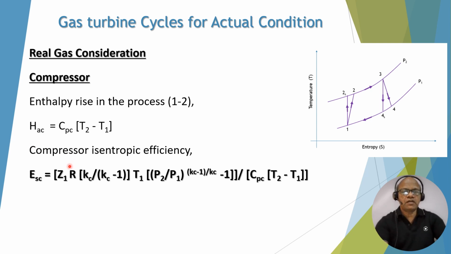So overall compressor isentropic efficiency is written as ESC is equal to Z1 R Kc upon Kc minus 1 into T1 into bracket P2 by P1 to the power Kc minus 1 upon Kc minus 1 bracket close, upon CPC into T2 minus T1. So this is the expression for compressor isentropic efficiency in case of real gas consideration.